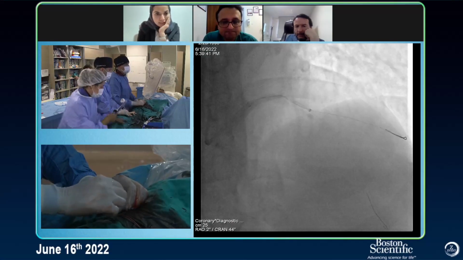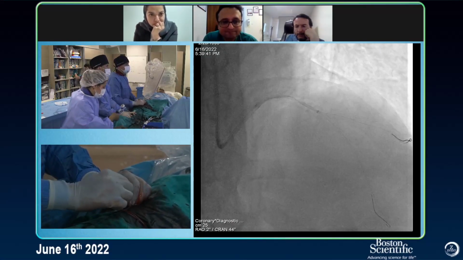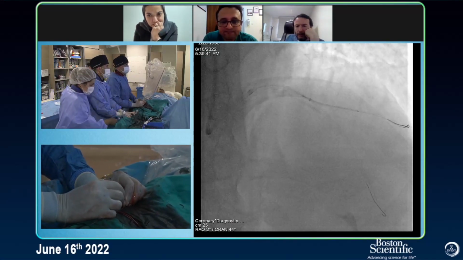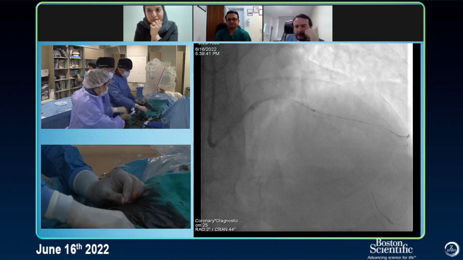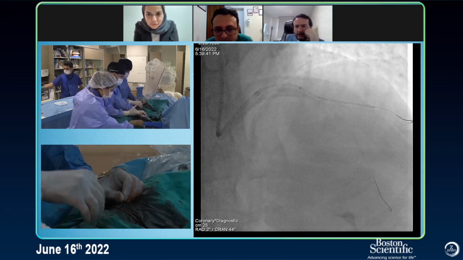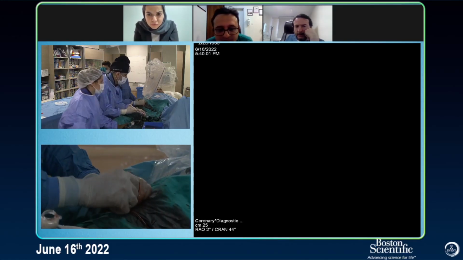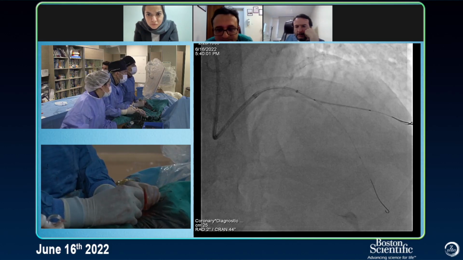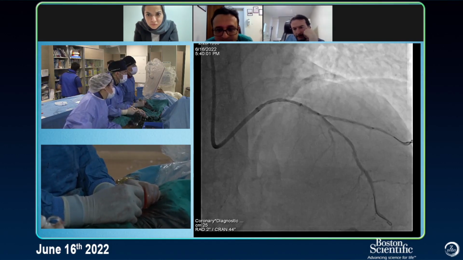What size stent are you using now? 3.5-30. 2.5. Yes, 2.5. All right. Let's see. Small injection, not much. Yes. We have dissection there. Very gently. Very gently. All right. This is nice.